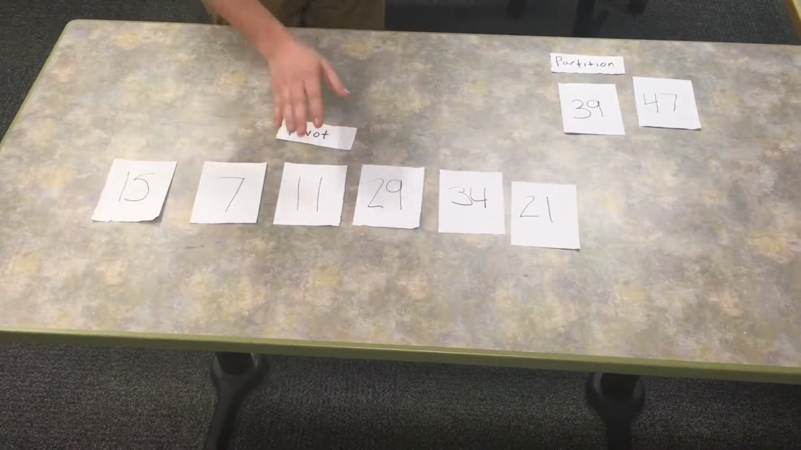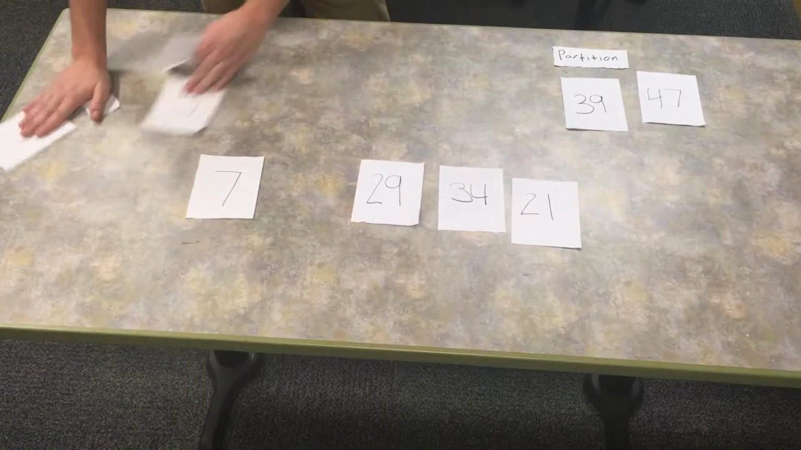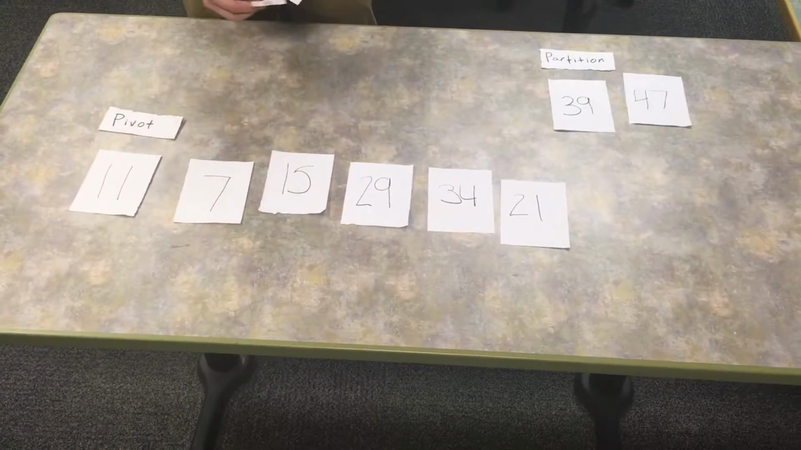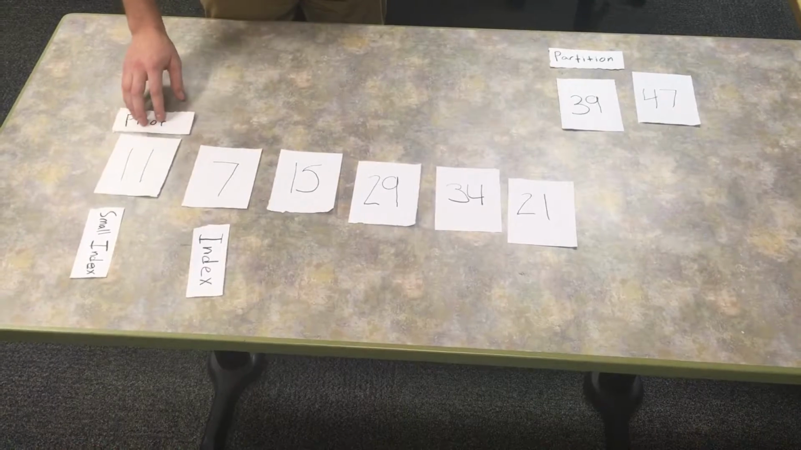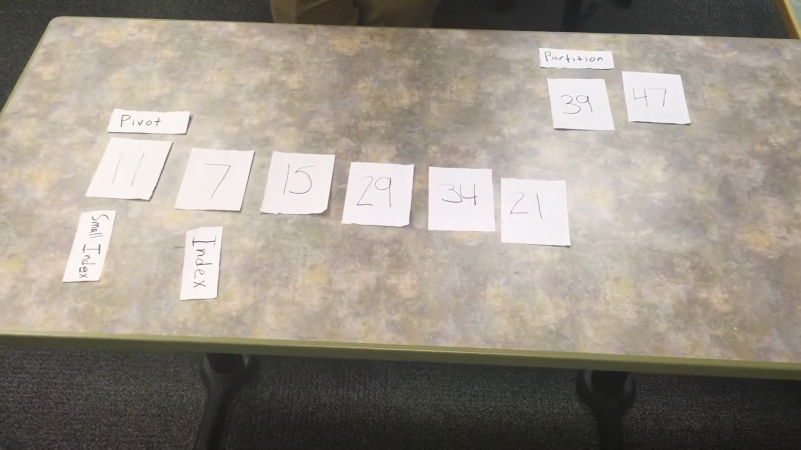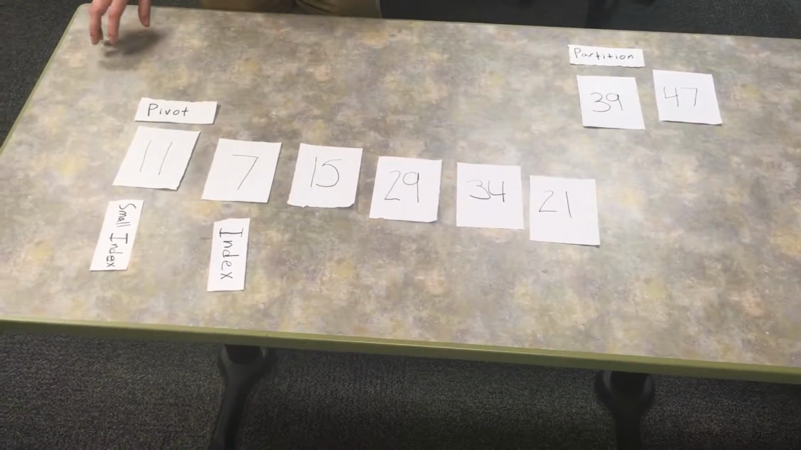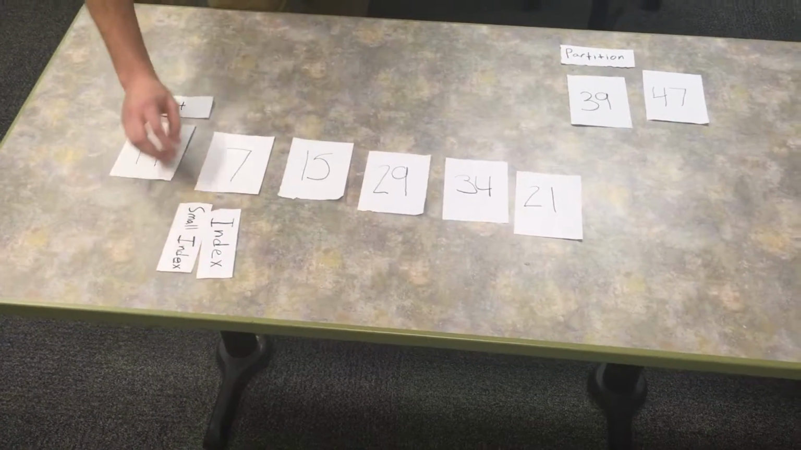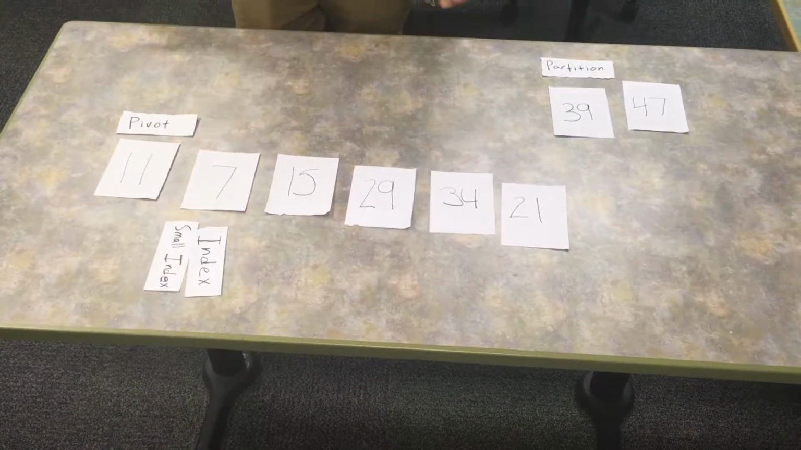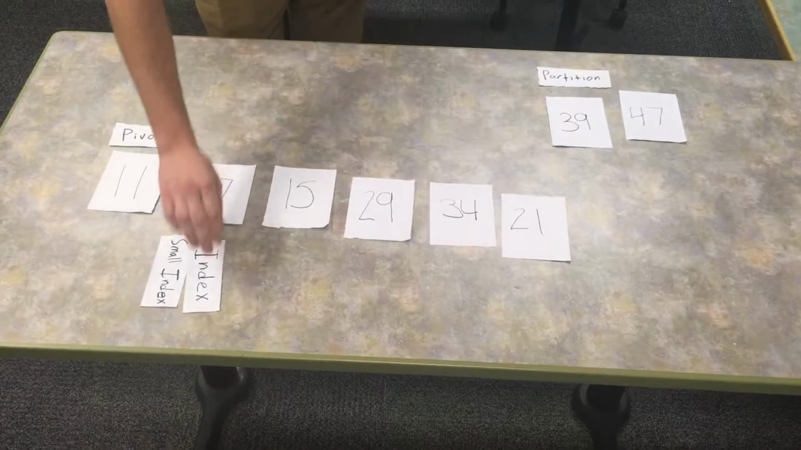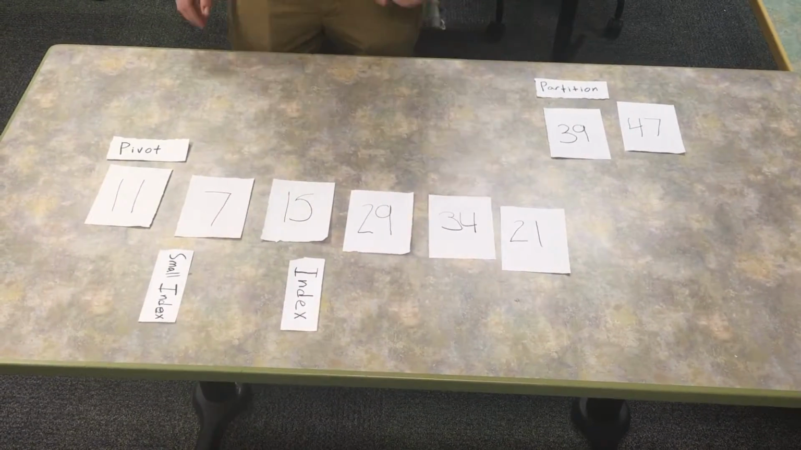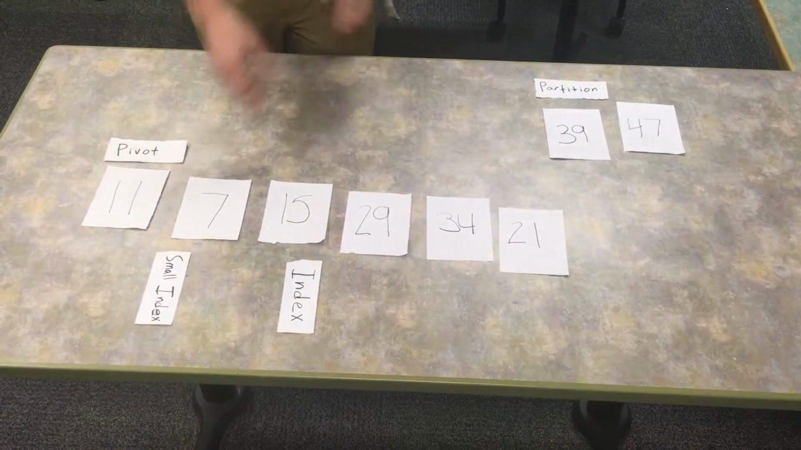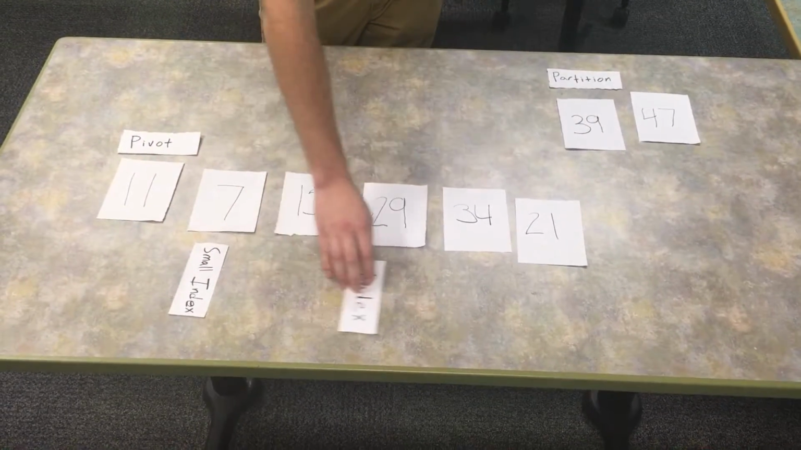So we switch our pivot with our first number, set the small index here, and set the index here. Okay, so we're going to do this whole thing again. So, is 7 smaller than 11? Yes, so we increment the small index, switch it with itself so it doesn't move anywhere, and increment our index. So, is 15 smaller than 11? Well, it is larger, so we do not increment our small index, but we do increment our index.